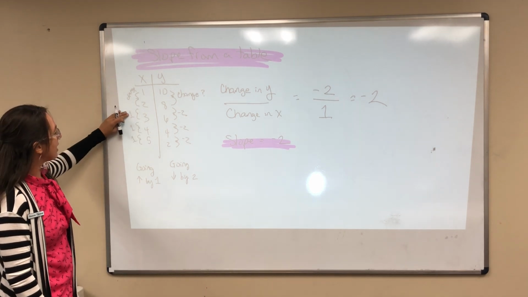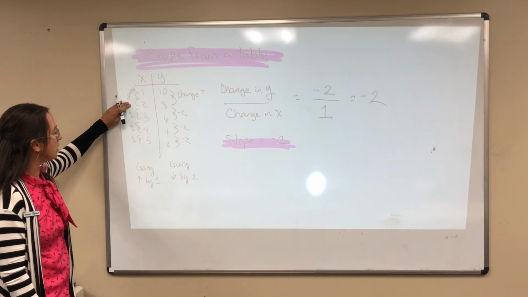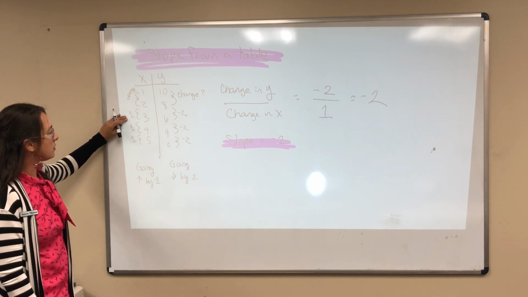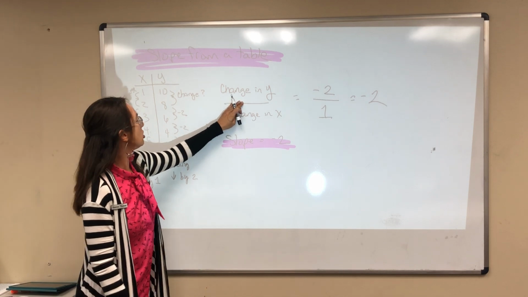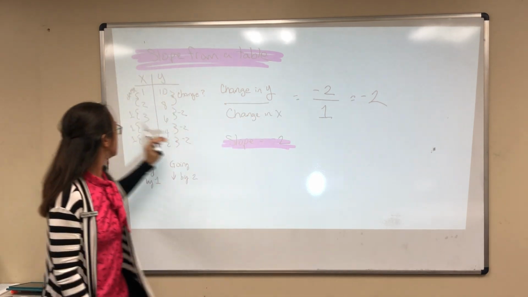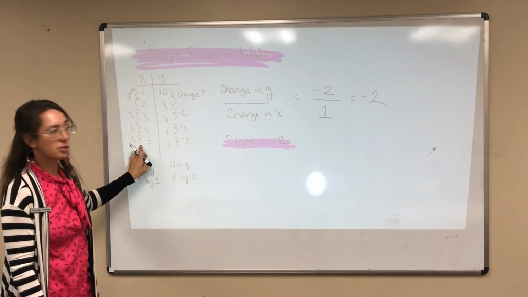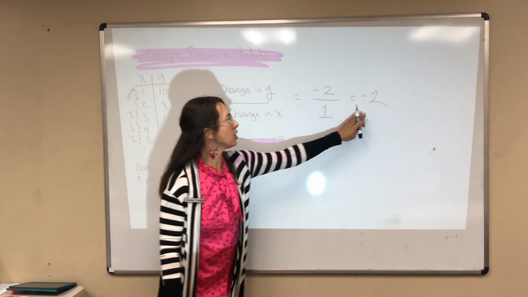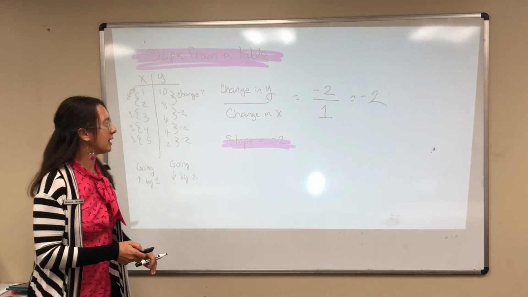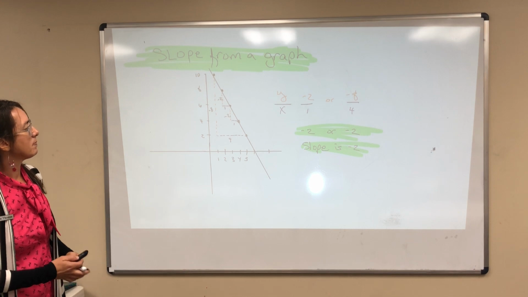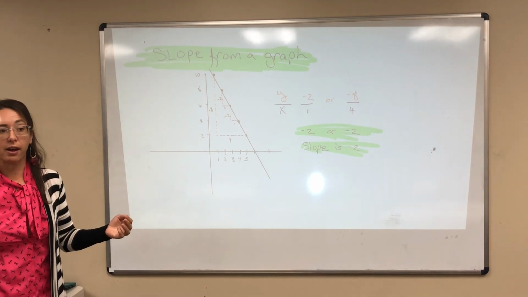Then my change in my x's from 1 to 2 was positive 1, 2 to 3 was positive 1. So if I write it, change in y was negative 2, my change between each x was positive 1, the slope here would be negative 2 if we were to graph it. Okay? Slope from a graph.